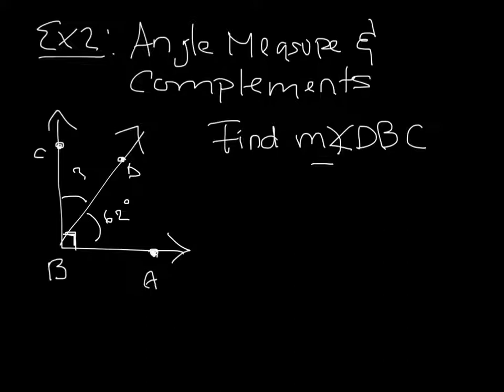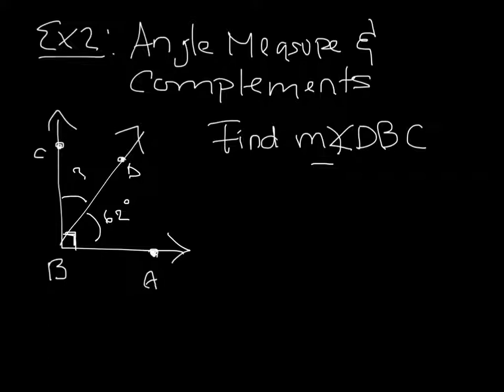Now, just for notation purposes, we have A, B, C, and then D. And here's one angle that's 62. And then here's the other angle that we're trying to find. Now, the way you read this is the measure of, this is the angle DBC. We don't know what this angle is. So we want to use this angle to find this angle.